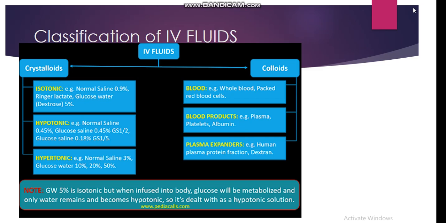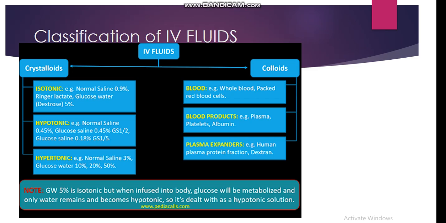IV fluids can be broadly classified into two types, crystalloids and colloids. Colloids alter the oncotic property of blood. Crystalloids alter the osmotic property of blood. Colloids can be broadly divided into blood products and plasma expanders. Blood in the sense the whole blood or components of blood, for example packed RBC or fresh frozen plasma. Blood products are plasma, immunoglobulins, albumin and platelets.